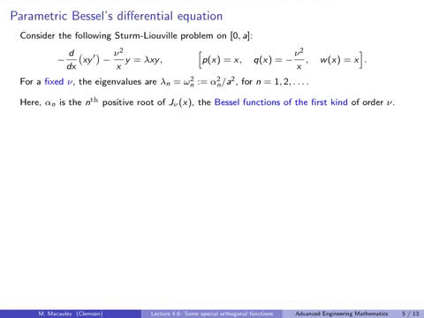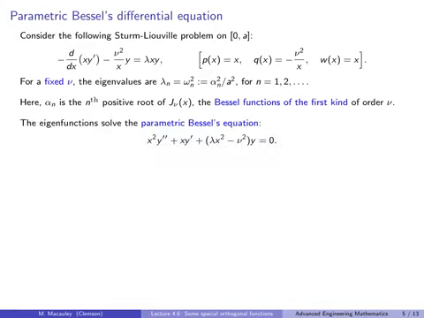And here, alpha n is the nth positive root of that Bessel function, J nu of x, which is the Bessel function of the first kind of order nu. So I know that's a lot to take in now, but again, we're not going to be solving this explicitly. I'm just summarizing what the solutions are.